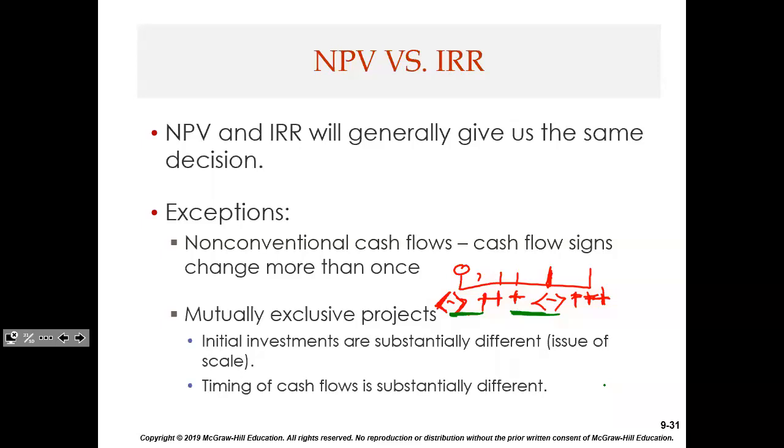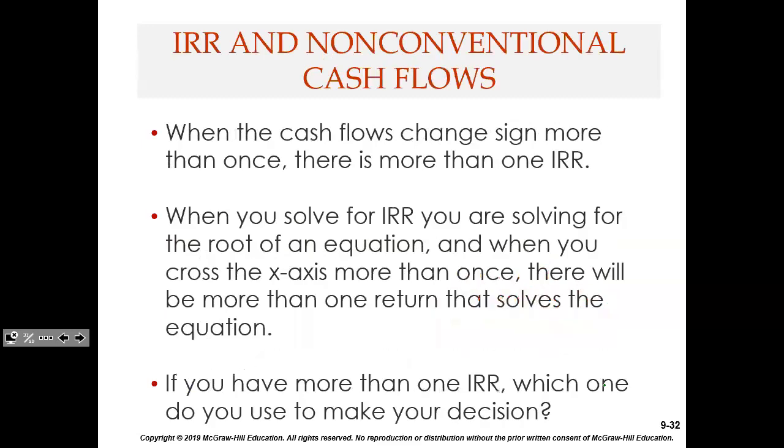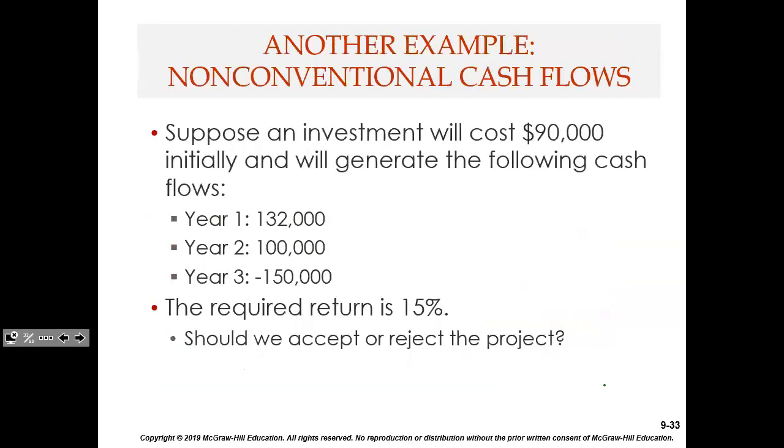The other problem that you have is if the projects have different types of cash flows. So let's say one project has a 3-year life and another project has an 8-year life. That's going to have some issues with internal rate of return and net present value, just because of the timing of the cash flows. All right, and this is what we just talked about.